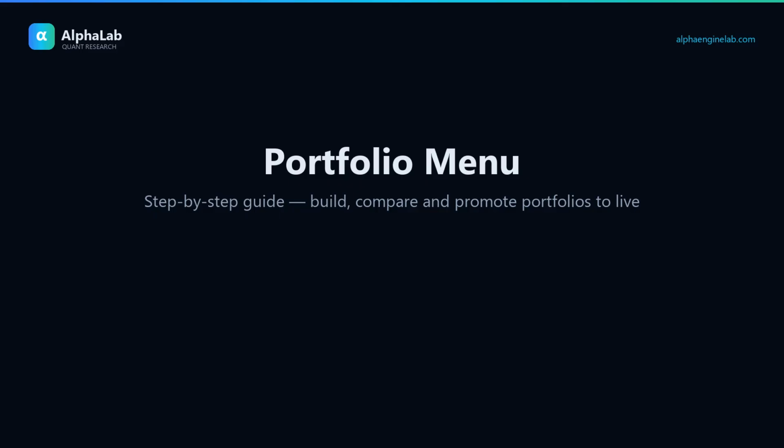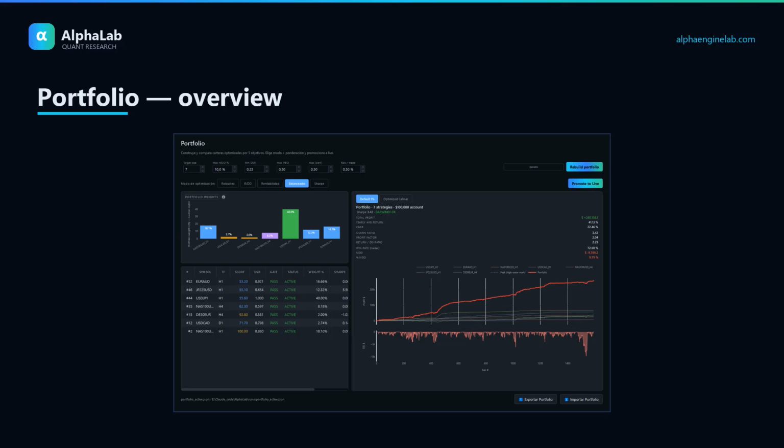We'll go through every box, every button, every chart, every metric, and every table column, one by one, so you have no doubts. The portfolio menu builds and compares portfolios optimized by 5 objectives. You choose the mode and the weighting and promote to live.